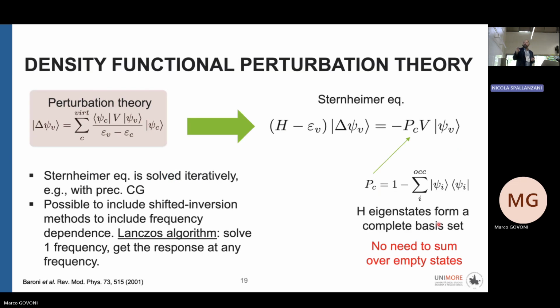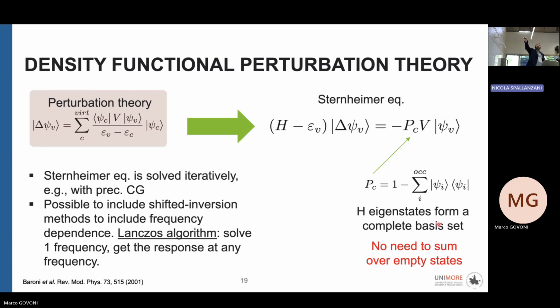And you can use perturbation theory to know how a wave function changes when you have a perturbation. This is a formula that is taken from quantum mechanics 101. And if you write it in a slightly more complex way, you get the Sternheimer equation, which is this one.